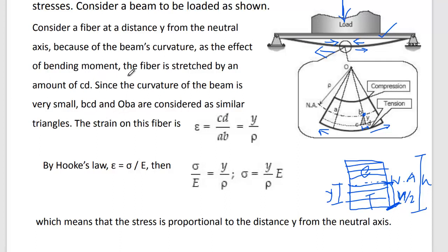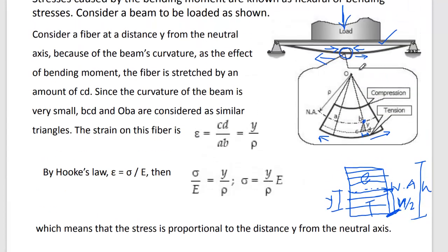Suppose this value was C, and it elongates to point D, this way. So, since the curvature of the beam is very small, we can see this is a curvature. The deflection of the beam is small, and from this small curve we just consider this small segment, which is very small. So this curvature we ignore, and we consider this as a straight line.